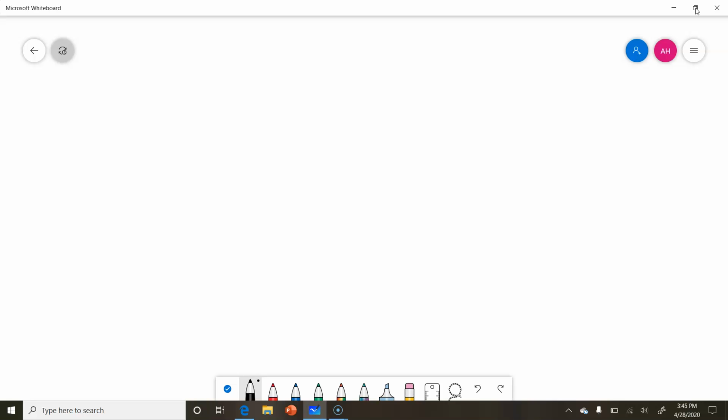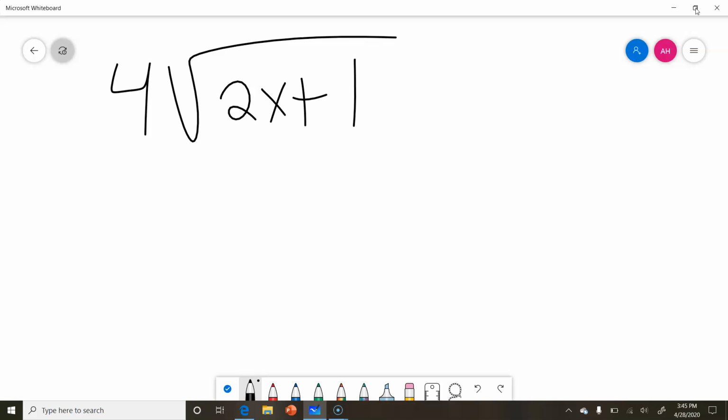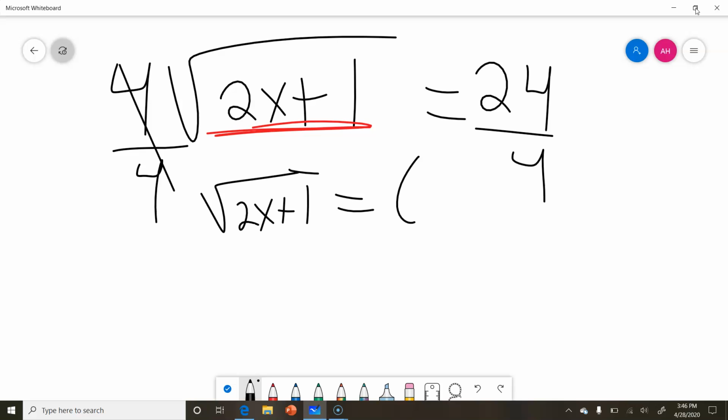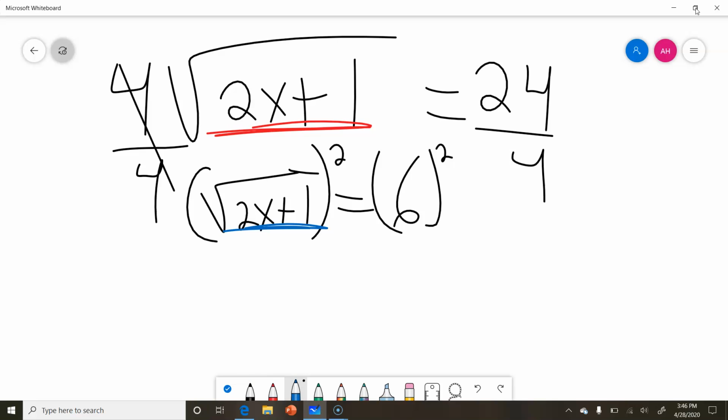Let's do one more. 4 times the square root of 2x plus 1, all under the square root, equals 24. Okay, in this case, I need to get this by itself first. So I'm going to divide by 4. Divide by 4. Boom, that goes away. I get the square root of 2x plus 1 equals 6. Now, I still need to get that by itself, so what am I going to do? Square that, square this.